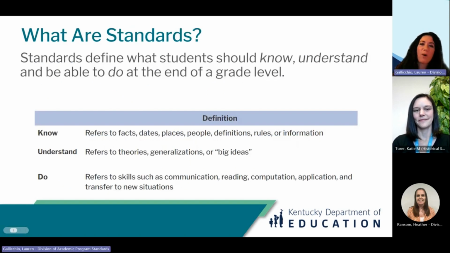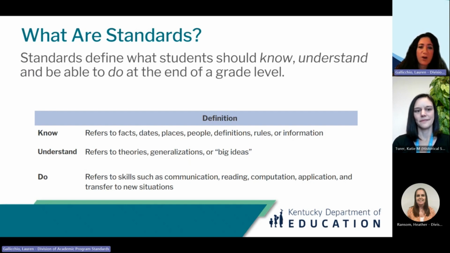So first, when we're engaging in any work that is aligned to the Kentucky Academic Standards for Social Studies, we always want to take a moment and really identify, analyze, and understand what standards are. The slide says standards define what students should know, understand, and be able to do at the end of the grade level. Remember, they're the floor, not the ceiling.